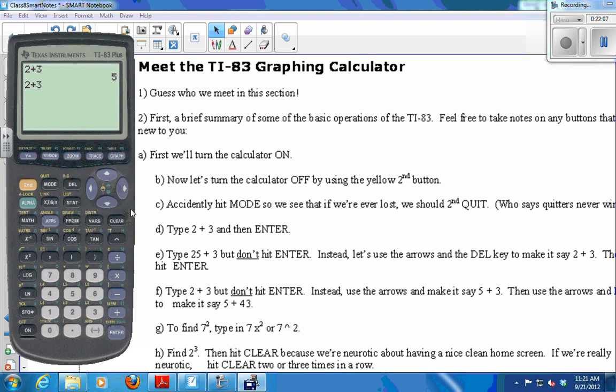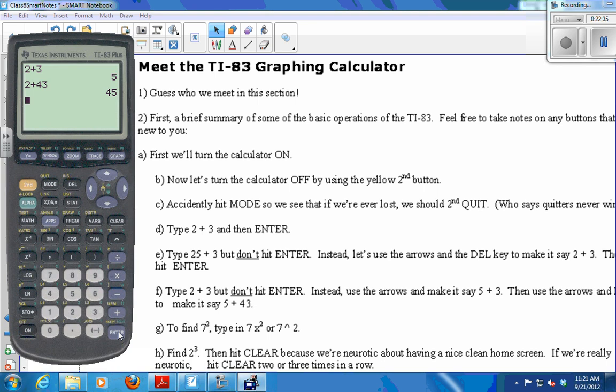But let's say you delete it, and it actually turns out you wanted to say 5 plus 43. So you can move the arrows, put it on the 3, and you can use the insert, right? INS is right above delete. I want to insert a 4. So you can use delete and insert to fix things.